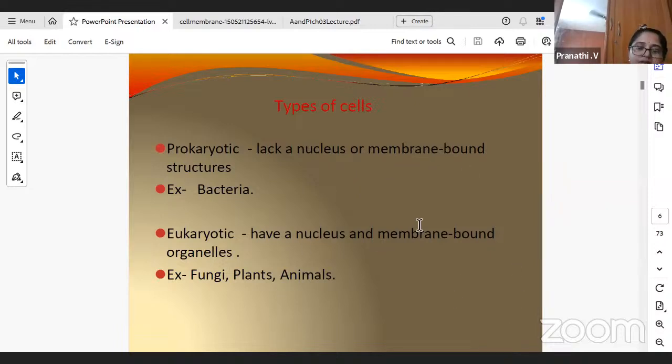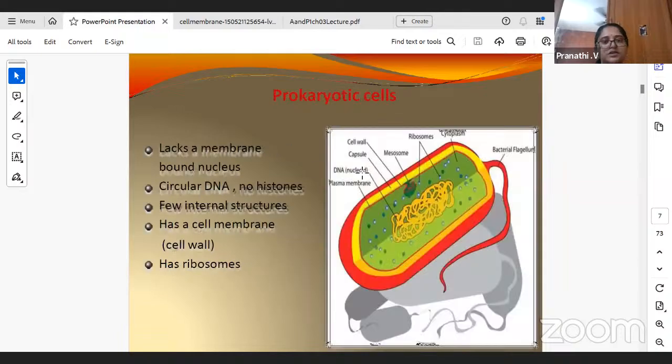Endoplasmic reticulum has a membrane as such. So this is what they mean by membrane-bound organelles, and they're all higher organisms. Prokaryotic cells, like I told you, have circular DNA, no histones present. This is the basic cell structure as you can see. Cell wall is present, has ribosomes. Again, ribosomes are of different types, like I told you, no?